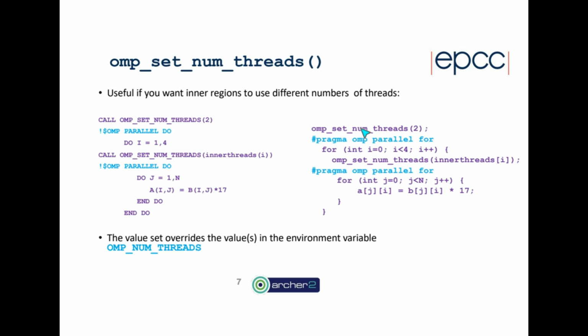There is a getter function for the internal control variable. It's called omp_get_max_threads. So you can inquire the current value of that internal control variable. It's just that the function doesn't quite have the name that you might expect. Anything you do with that overrides, and so the environment variable gives an initial value to those internal control variables, but this function will reset it and override it.